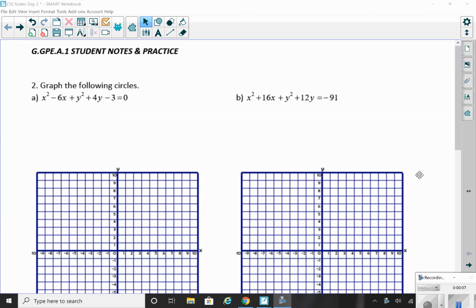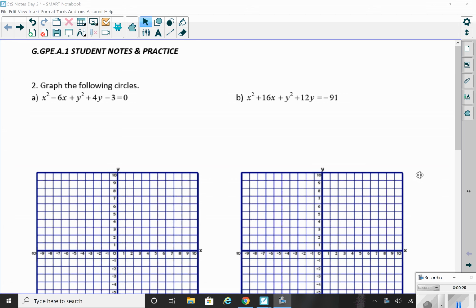And really what we're going to be doing is combining the last 2 days. What we know about the equation of a circle, take completing the square to put our equations into standard form, and then graph the circles like we did 2 days ago. So combining the last two lessons together into one.